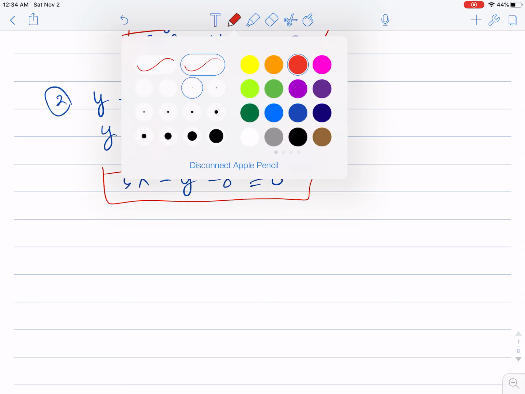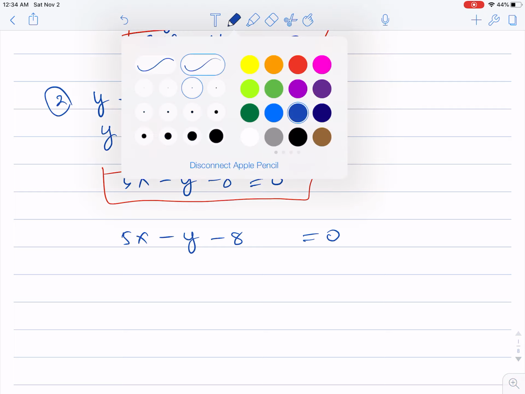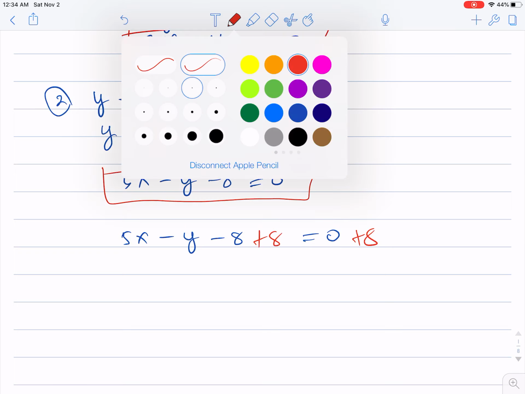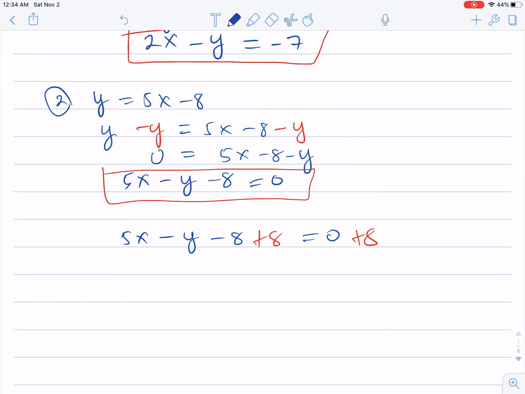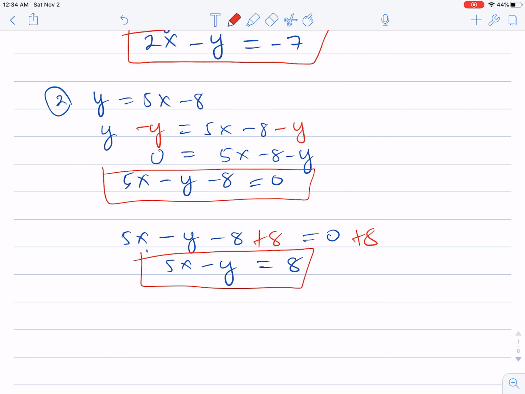Ngayon, kung gusto natin yung form 2, kung saan nasa kanan yung constant, we have 5x minus y minus 8 equals 0, no? So we add plus 8 para mawala yung 8, yung minus 8. So 5x minus y equals 8. 0 plus 8 is just 8. So ito yung ating form 2.